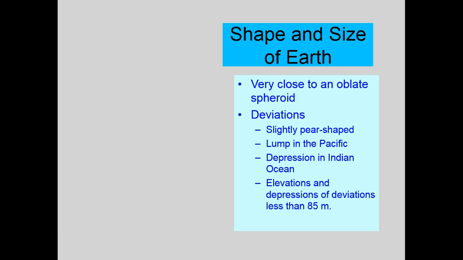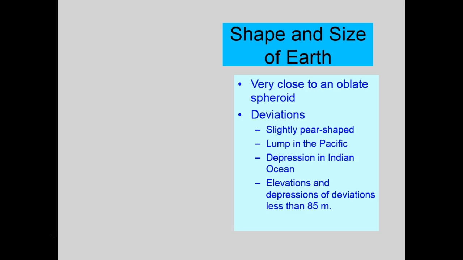Here are deviations. It's slightly pear-shaped, a little bit thicker at the bottom part, not quite as thick in the upper part. Now, this makes no sense to me at all. I guess somehow it does to somebody. It says there's a lump in the Pacific. Now, wait a minute. The Pacific is water. How can you have a lump in water? Except that maybe the water is pulled outward somehow. I don't know. It doesn't make sense.